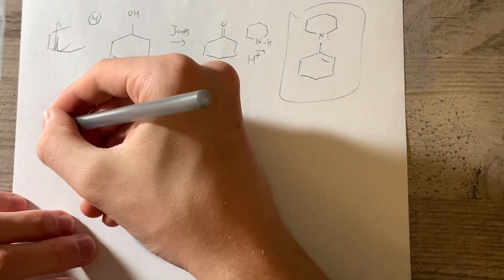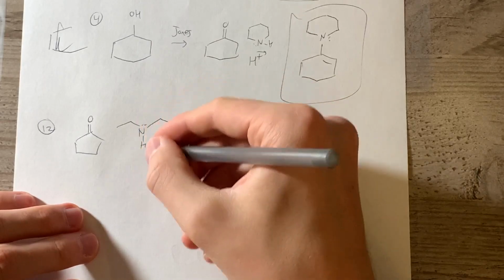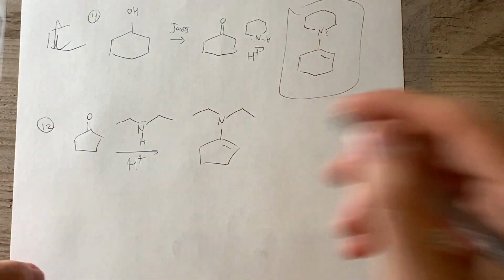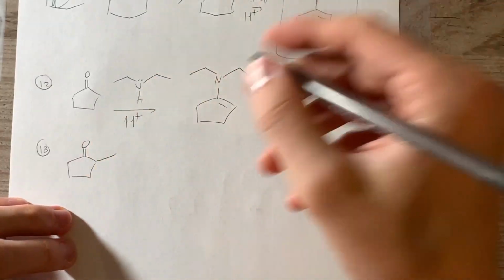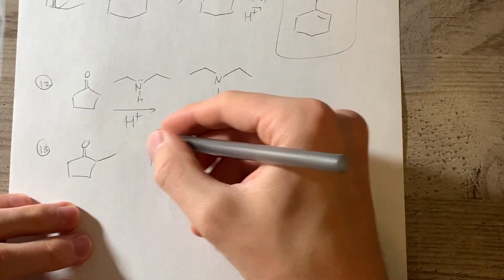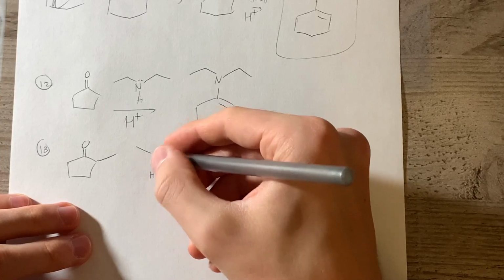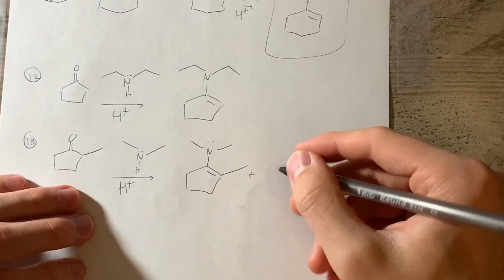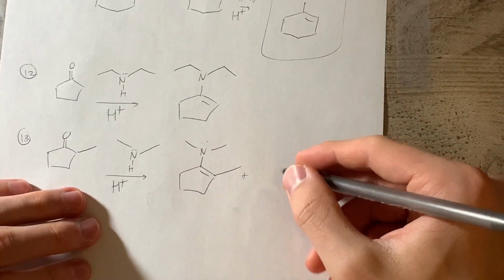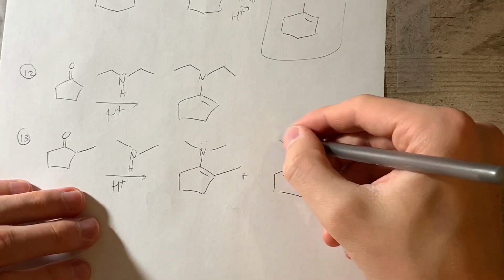So let's look at number 12. There it is, 2 groups, simple as that. Now here's a little complexity, number 13. We've got a methyl group here. Now we've got an N with 2 groups on it, methyl groups. We have this basic structure, put a double bond there, or we can actually put the double bond on the other side too. Work through the mechanism to see how we have a choice here.